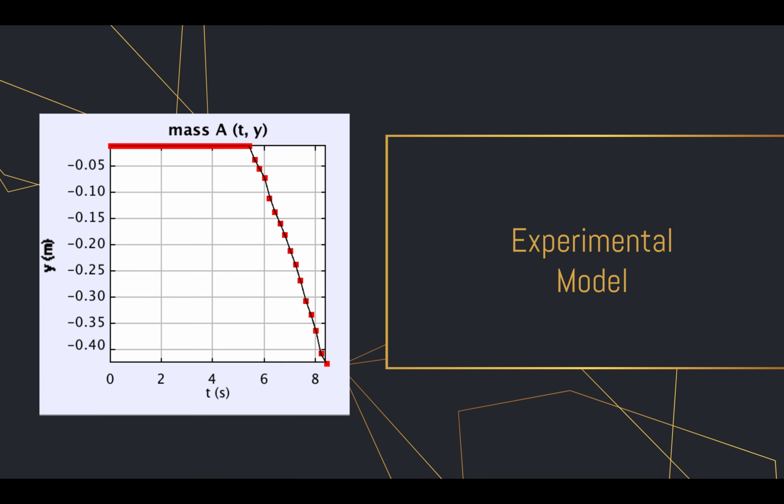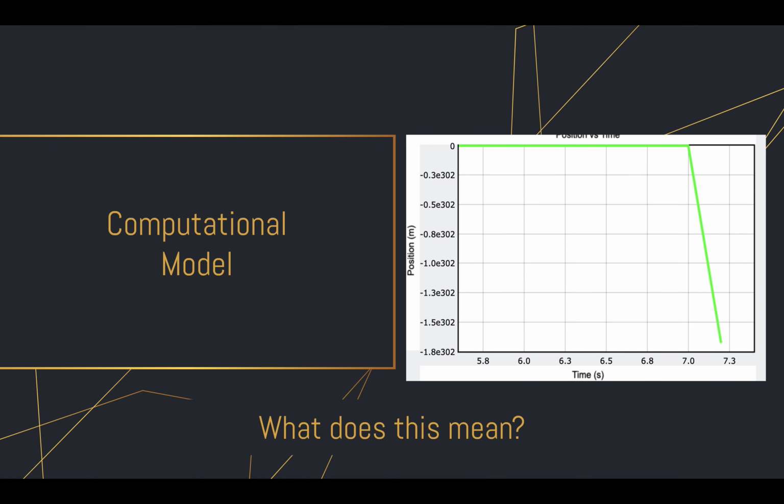As you can see in this experimental model, the bottom of the slinky stays at its relative original position until it suddenly starts to drop, as it is propelled where the force of gravity and drag force are working in action. In the computational model, the bottom of the slinky also stays at its relative original position until it suddenly starts to drop as well.